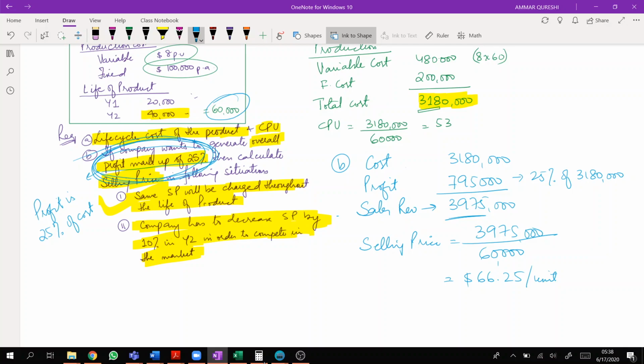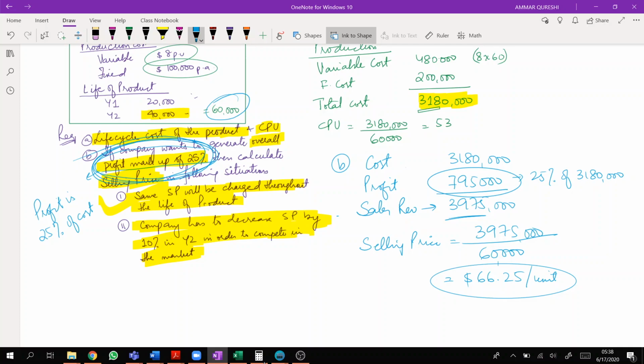But the problem is now, whatever selling price company will charge in the first year, second year selling price is going to be its 90%. Now, if we continue with the 66.25, what will happen is, in the next year, we will reduce selling price by 10%. So we will not be able to generate this much revenue by using this selling price 66.25. So what we have to do is something else in order to fulfill the first requirement, to generate profit of 25%, and the second requirement is to reduce selling price by 10%.